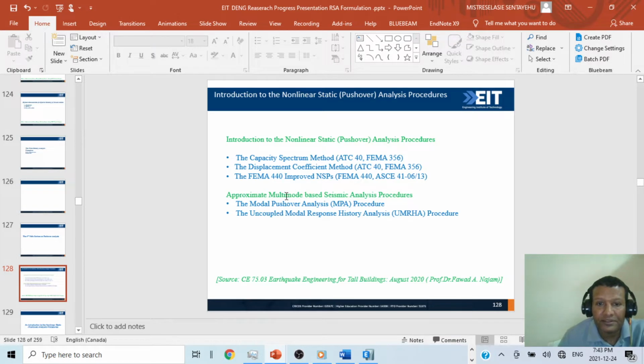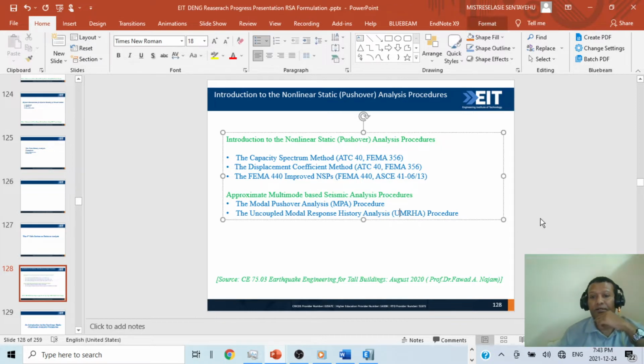But for multi-mode based seismic analysis procedure, we have the modal pushover analysis procedure, and we have the uncoupled modal response history analysis, UMRH procedure. We have these two methods, and we will discuss them.